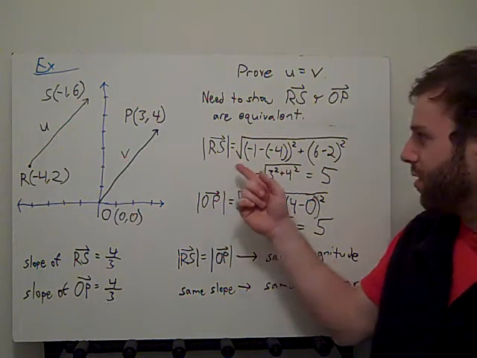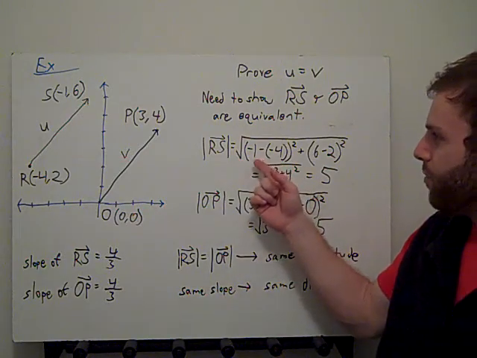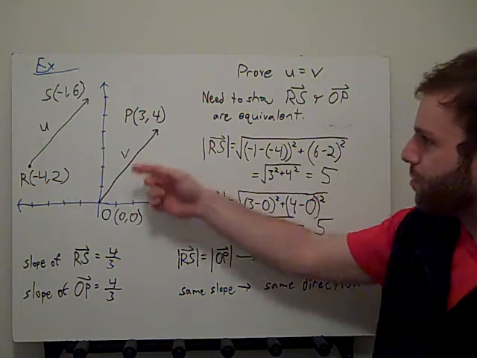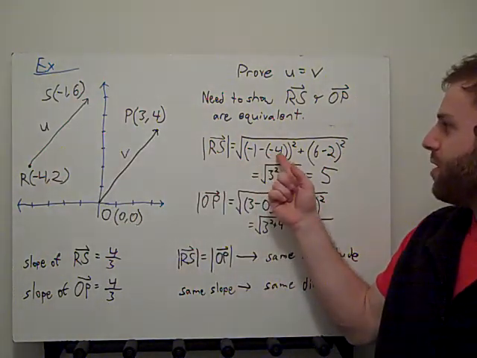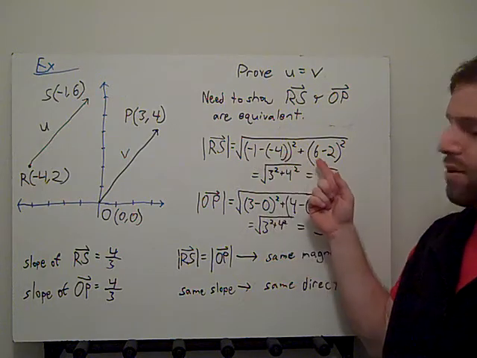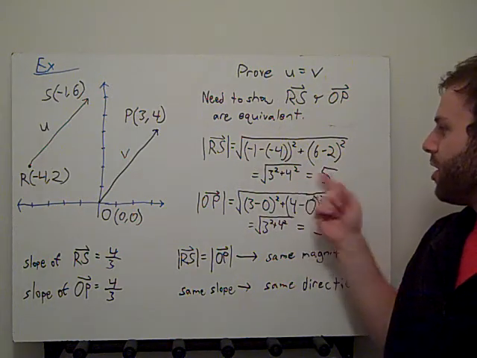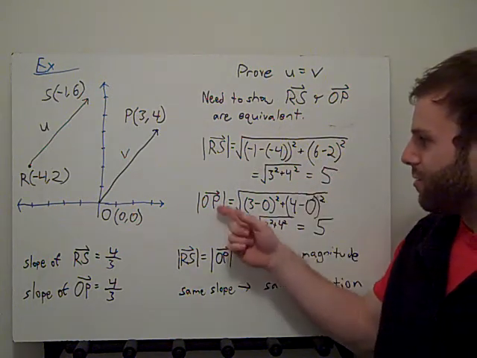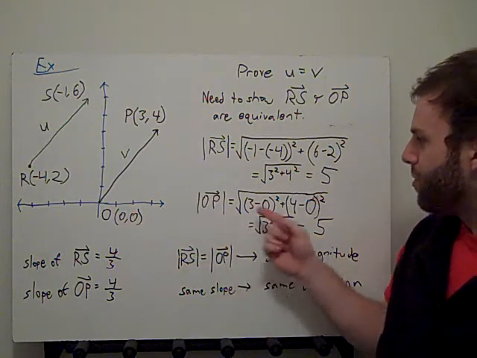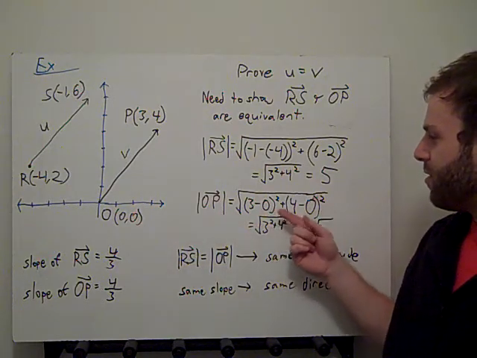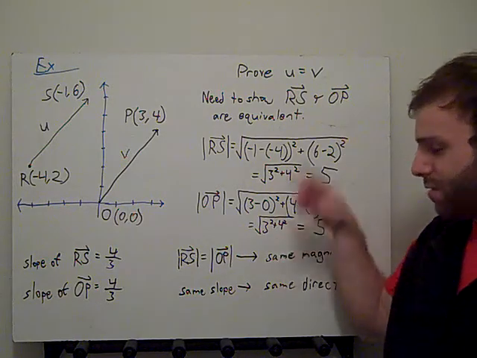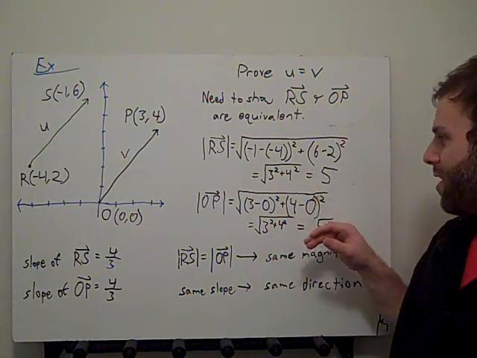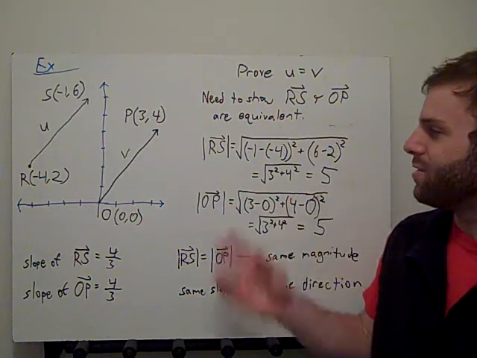Magnitude of RS is, we'll just do our distance formula over here. So put these points in. We've got -1 minus -4 all squared, 6 minus 2 squared comes out to be 5. We'll do the same thing over here for OP. Put the points in over here. We've got 3 minus 0 and 4 minus 0. It's just going to end up being 3 squared plus 4 squared under the square root. That's going to give us 5 as well. So they are the same magnitude.